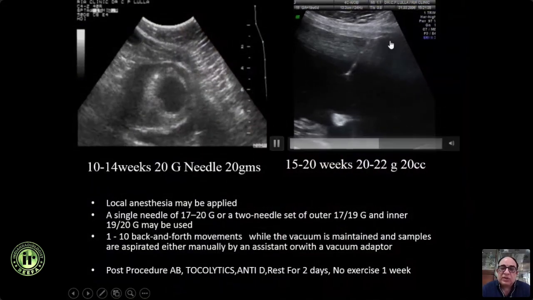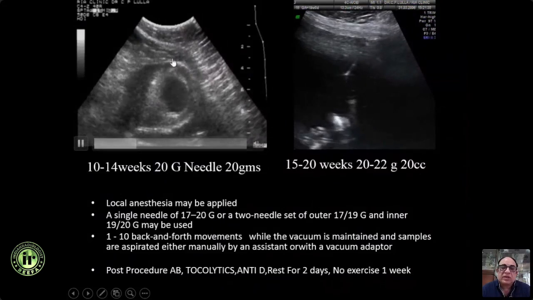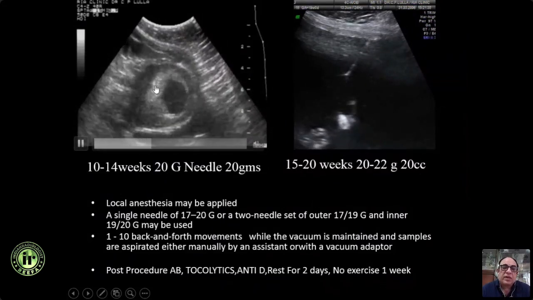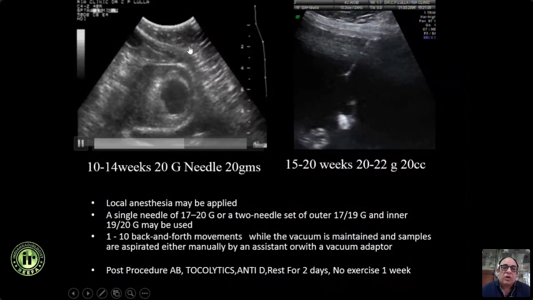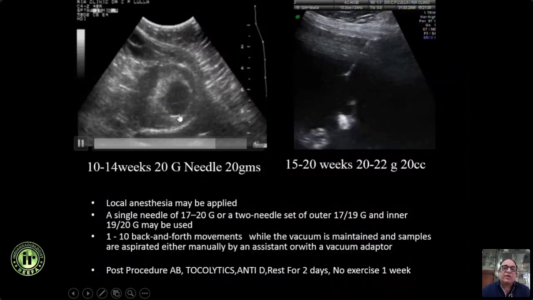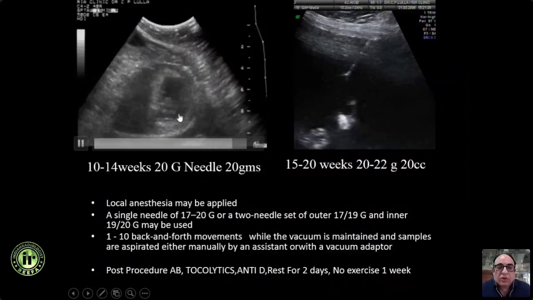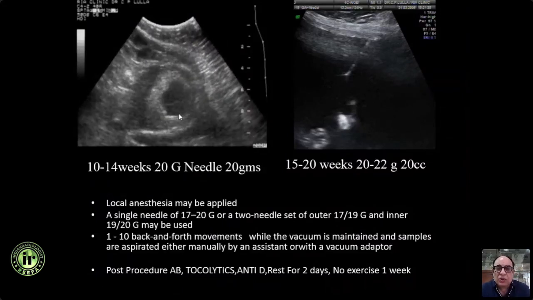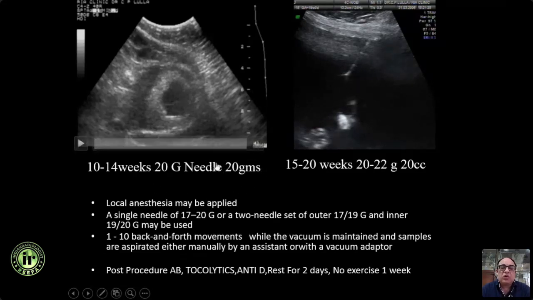So now this is the procedure as we would see it on ultrasound. That's the chorionic plate here, the chorion frondosum. That's the needle going in. You do about 4 or 5 passes back and forth, create a suction, and the villus tissue will come automatically into your syringe. So we do the procedure CVS between 10 and 14 weeks. We use a simple spinal needle and we aspirate about 20 grams.